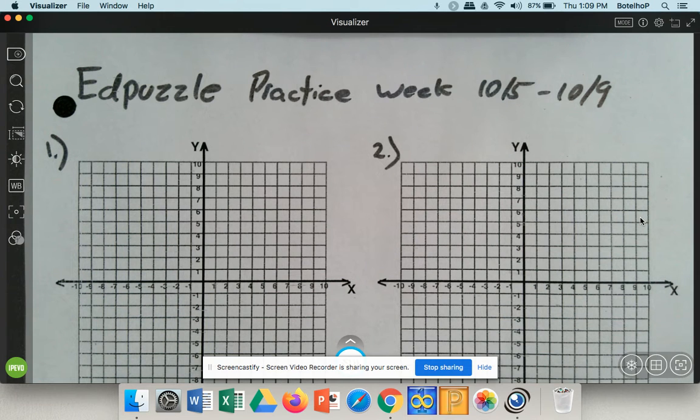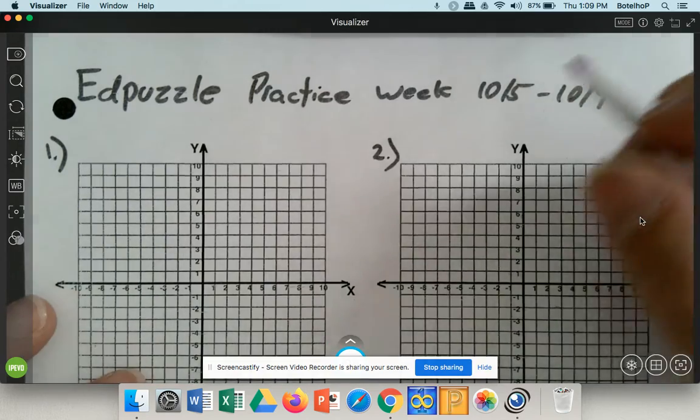Okay, so we're going to practice graphing in slope-intercept form. Hopefully you have this page from last week that I handed out before you left. We're going to do this as an EdPuzzle. I don't know if this EdPuzzle will work. If not, just watch it on YouTube.